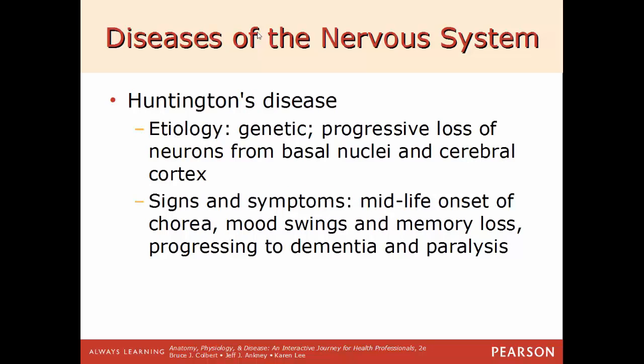Huntington's disease, etiology: this is a genetic disease, a progressive loss of neurons from the basal nuclei and the cerebral cortex. Signs and symptoms: there's a midlife onset of chorea, which is a neurological disorder characterized by very jerky movements, particularly of the shoulders and the face and the hips. Mood swings, memory loss, this will progress to dementia and then eventually paralysis.